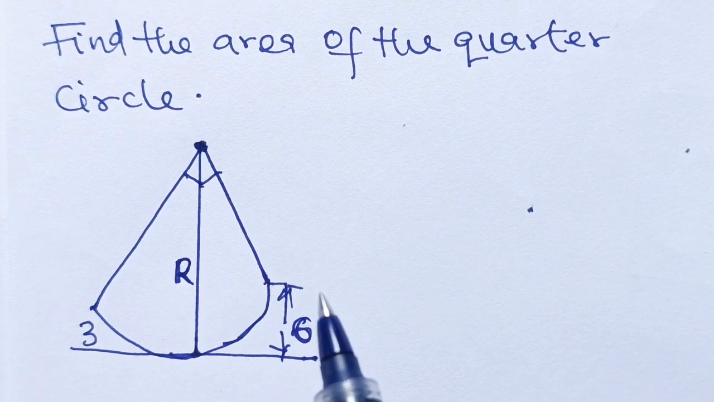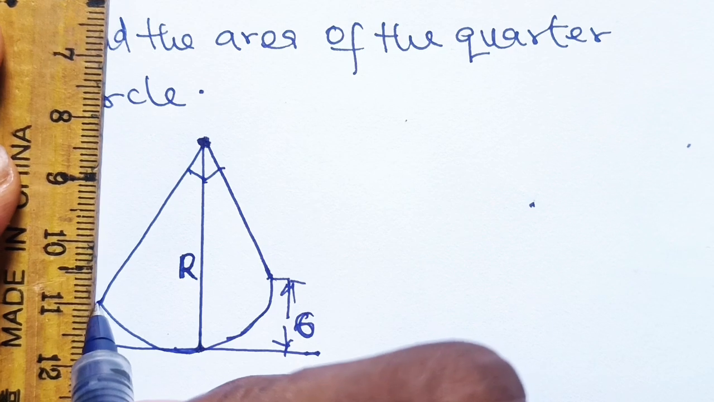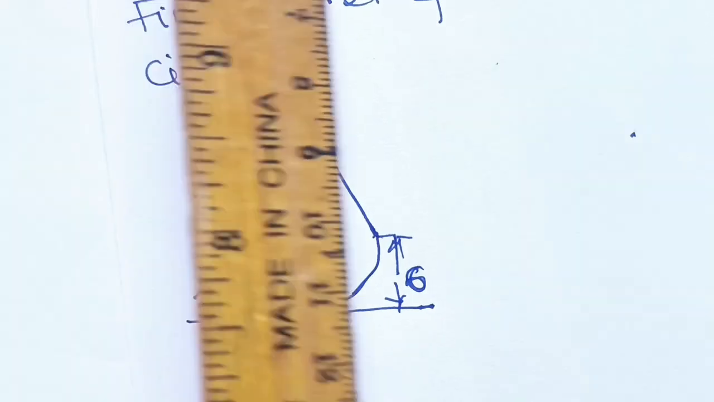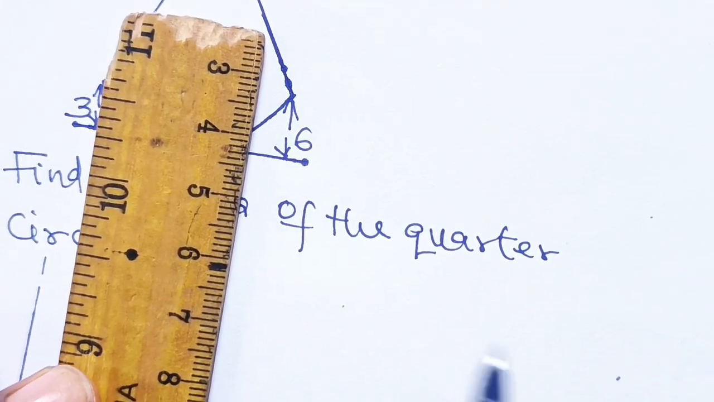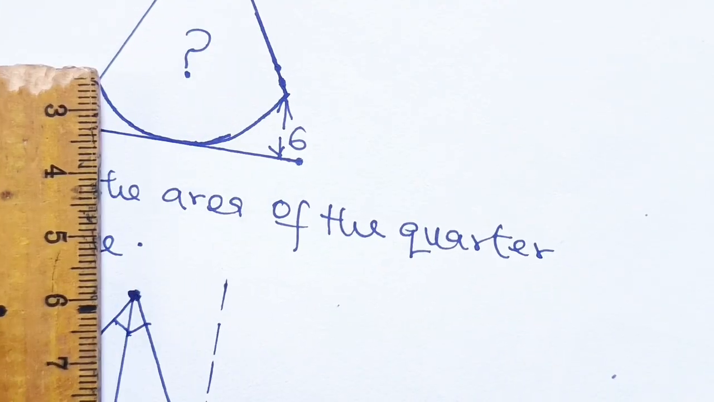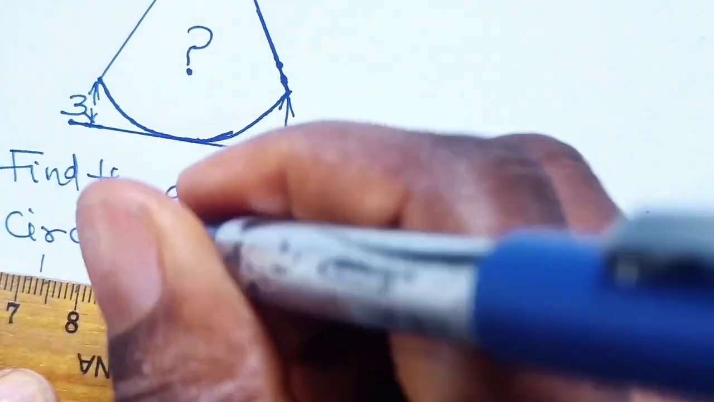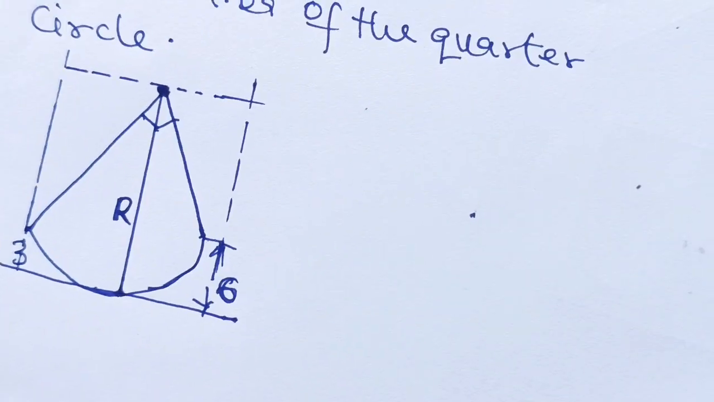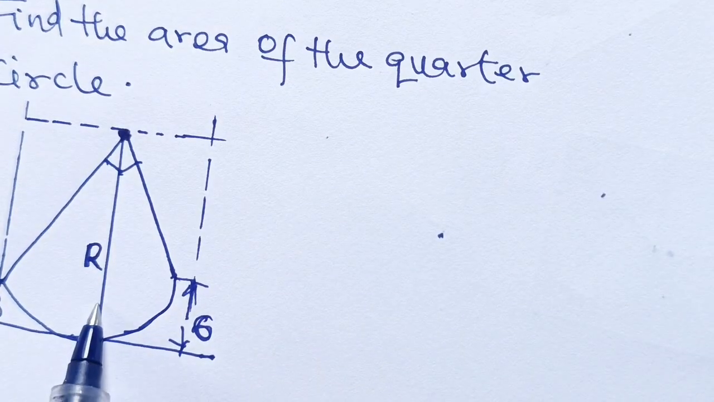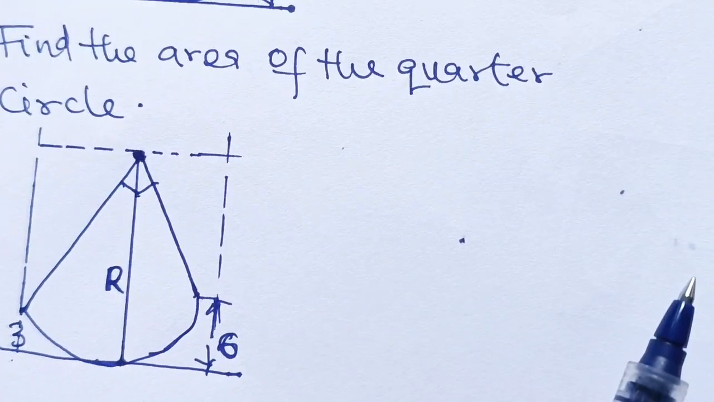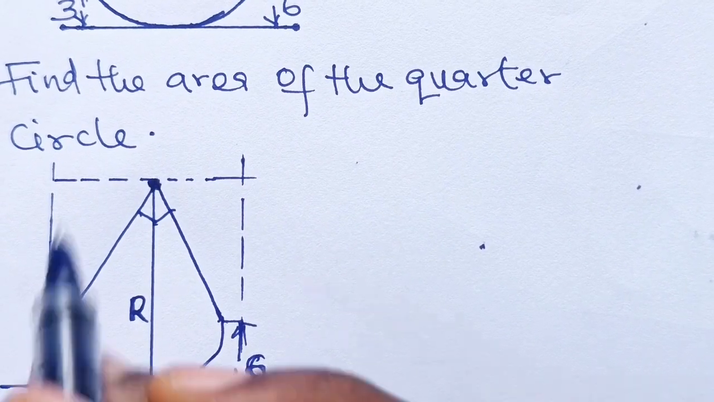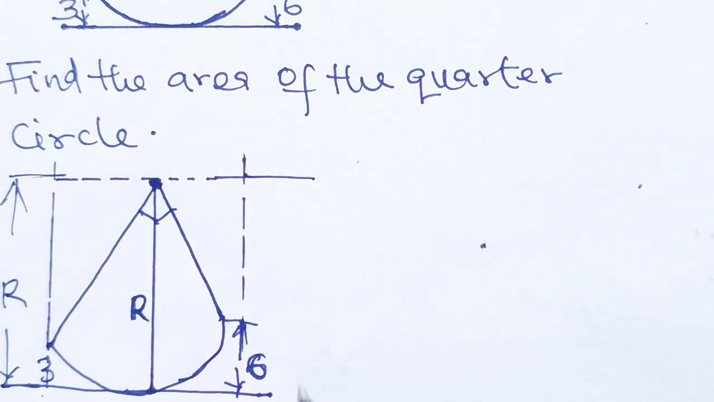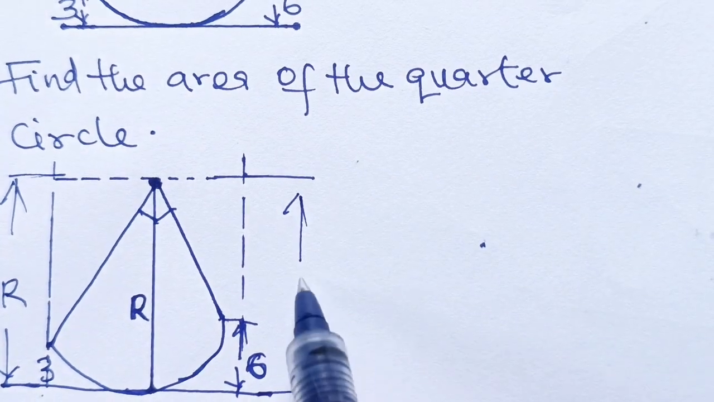All right, now let us complete this. Remember that from here to here is 3, right? So let's complete the rectangle. We are completing the rectangle. Okay, we are done. Now look at what we have now. If from here to here is r, it means that from here to here is also r, right? And the same thing here, from here to here is also our r.